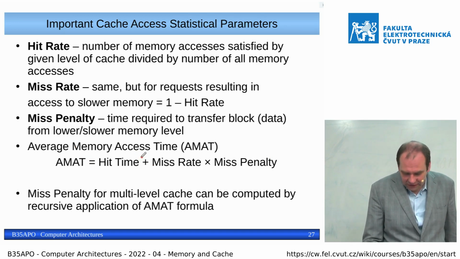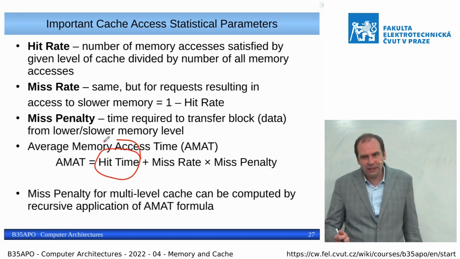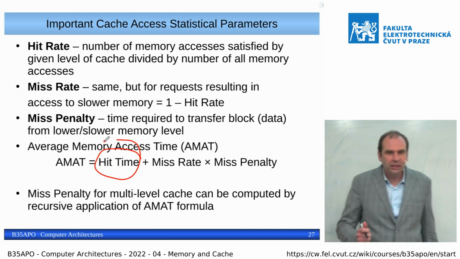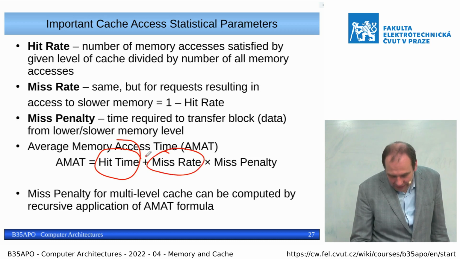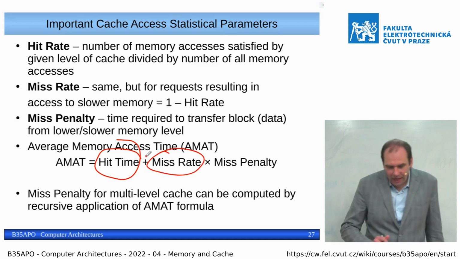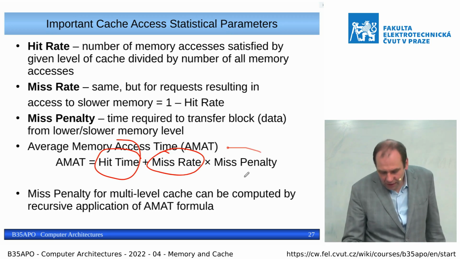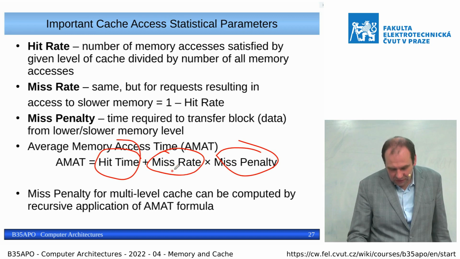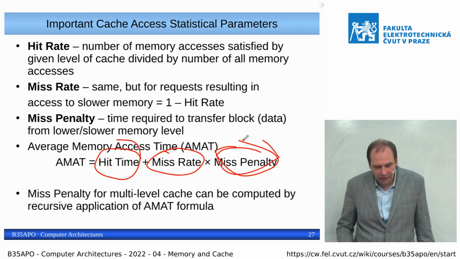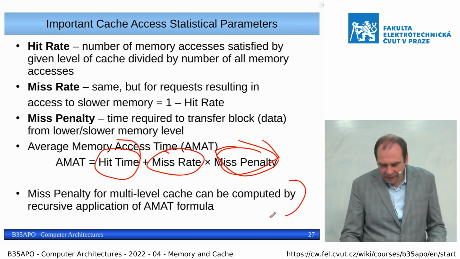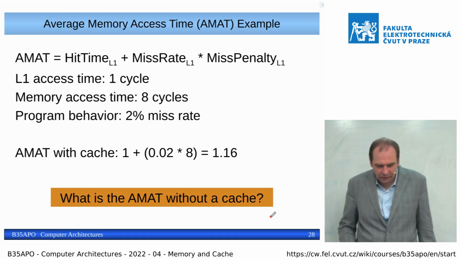So basically it is equal to the time to find the data in the cache and to get the data from the cache if they are present, plus the miss rate, so how many times we need to go to the next level of the cache or to the main memory, and this count of accesses is multiplied by the miss penalty time. And we can extend it. It can be hierarchical. We will look at it a little later.